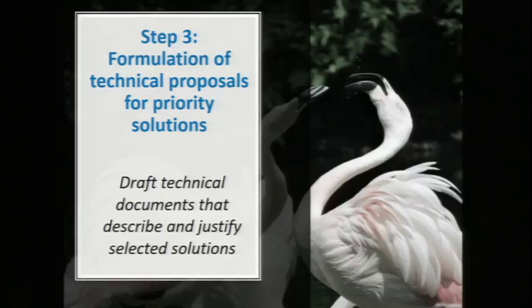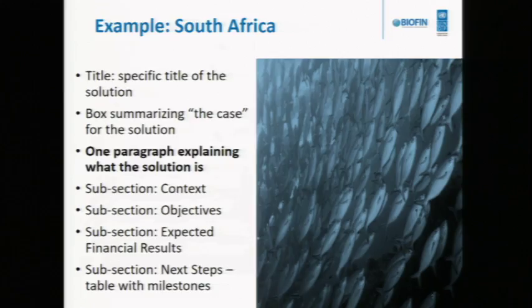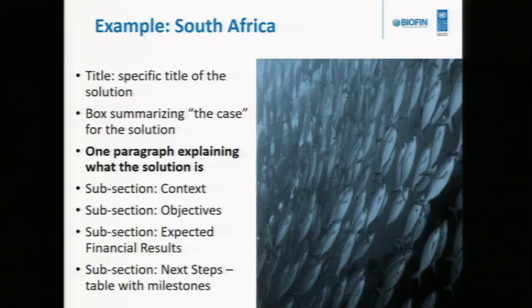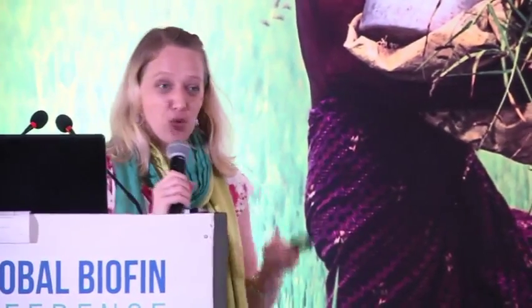Okay, so we now have our top 5 to 15 finance solutions, and we need to formulate technical proposals for these. So this is the next step. I'm going to step back now and draw on my experience in South Africa, because we spent many weeks doing this. What we need when we draft a case for each finance solution is obviously a title, but the title, as Dave mentioned earlier, needs to be very specific. It can't be PES. It needs to be, address water pricing through the water pricing strategy to leverage funds for catchment management in these 4 catchments. It needs to be a specific title that tells you exactly what it is.